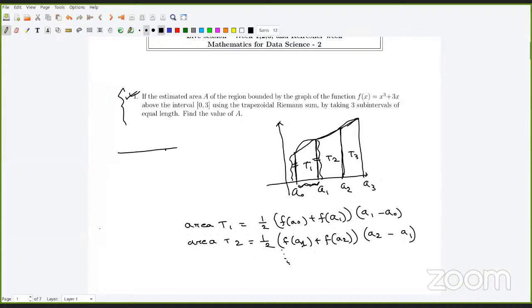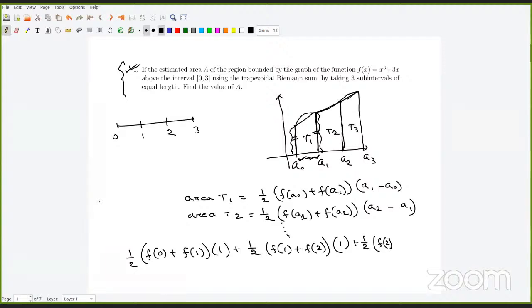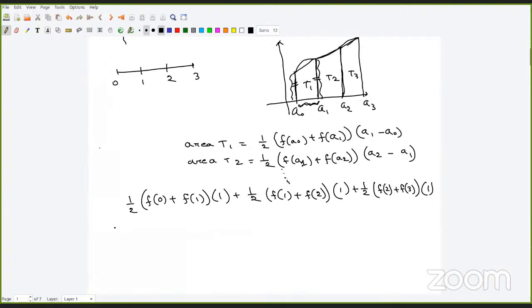So what you have done first? You have to divide this 0 to 3 into 3 subintervals, right? So 0 to 1, 1 to 2, and 2 to 3. So what is the area first? First area is half into f0 plus f1 into 1, plus half into f1 plus f2 into 1, plus half into f2 plus f3 into 1, right? This is the trapezoidal sum which we are about to calculate. So this will be basically half f0, plus half f1 and half f1, so I get f1. Similarly for f2, and then half f3, right?